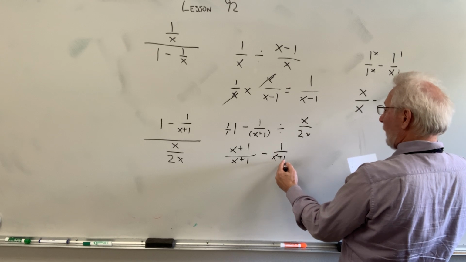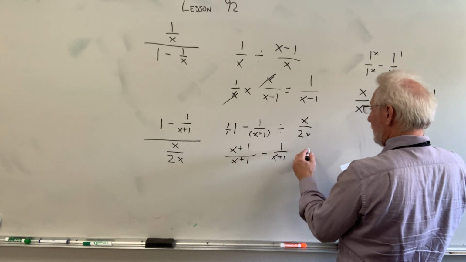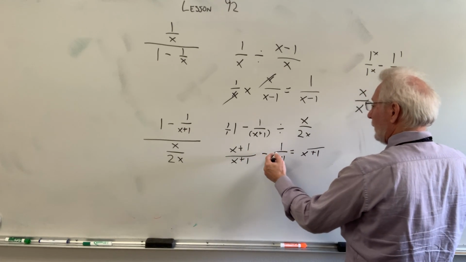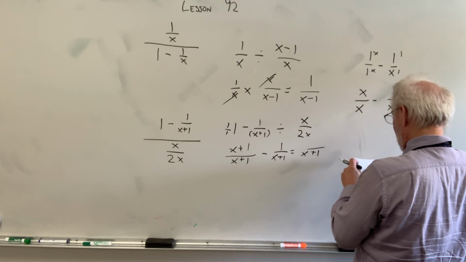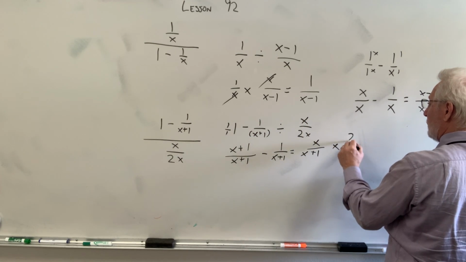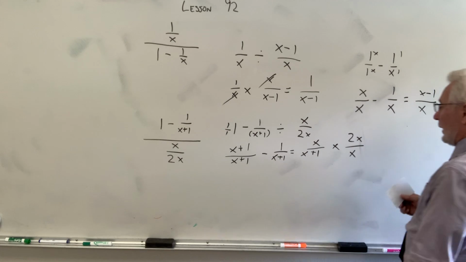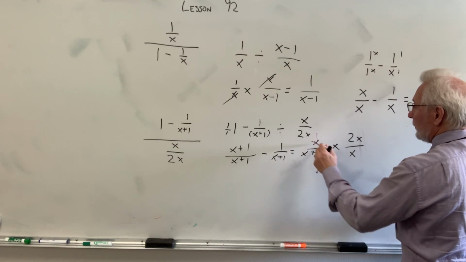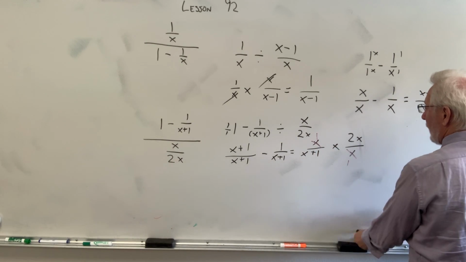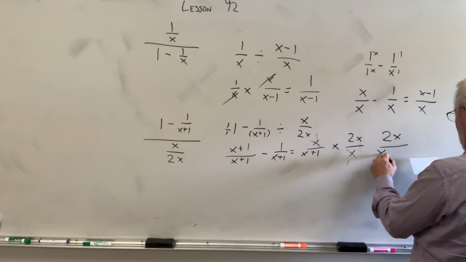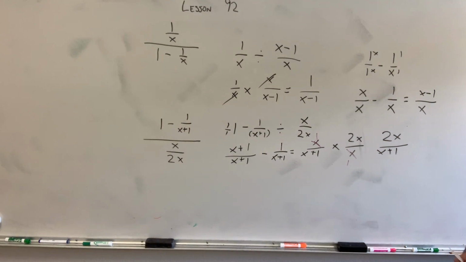Now I can do some subtracting, okay? I keep my common denominator, which is going to be x plus 1, and x plus 1 minus 1 is just going to give me good old-fashioned x. Now I can multiply that by the reciprocal over here, which is going to give me 2x over x. Gosh, see any reducing right there? Yep. That becomes a 1. This becomes a 1. And I end up with 2x over x plus 1. That makes sense? Got that?